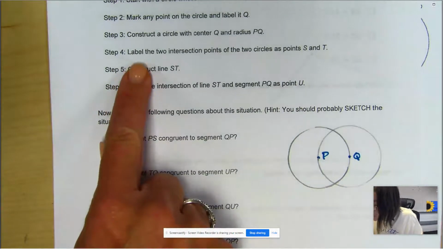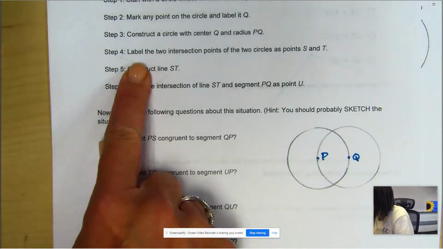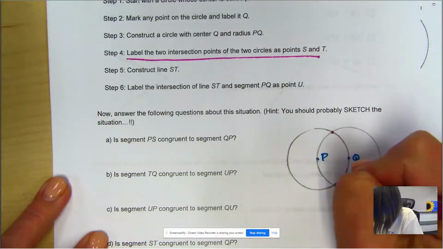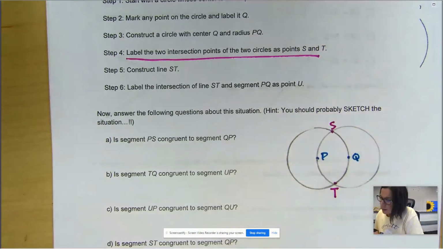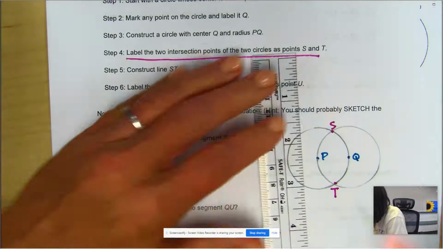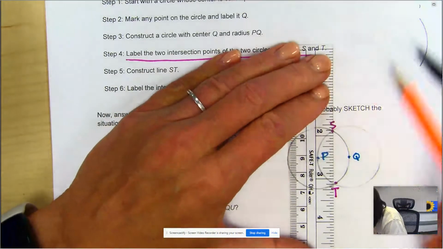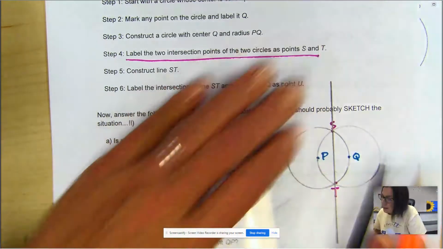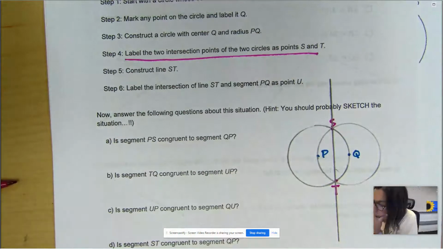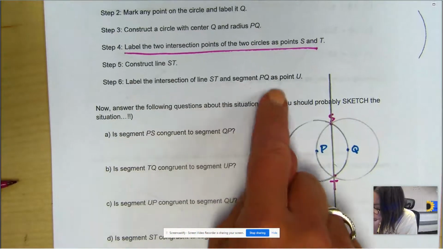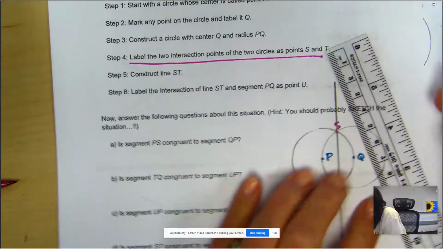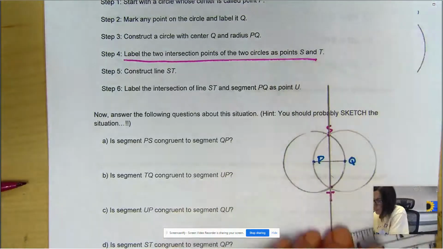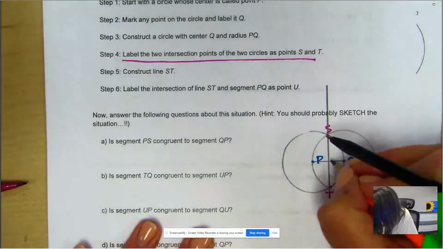Step 4. Label the two intersection points of the circles as S and T. S, T. Construct line ST. Come on, Miss Eisencraft, you can do it. Okay. Now, label the intersection of line ST and segment PQ. I never made the segment, but I can do that now. Segment PQ. Okay. And then we're going U.